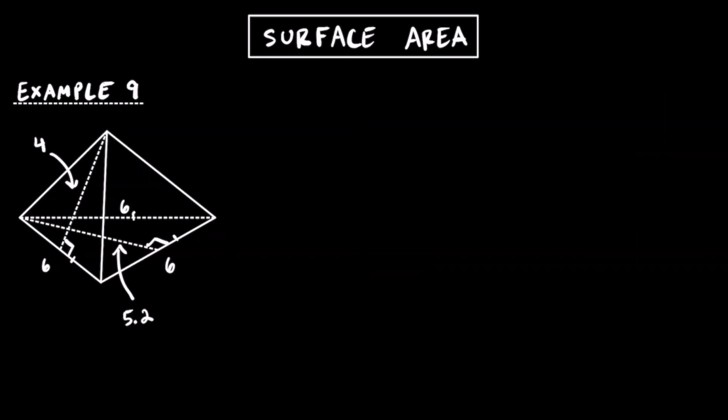Alrighty, example 9. Here we don't have a square pyramid like the last two, but we have a triangular pyramid. So they're named by their bases again. So the base is a triangle, and then all the other faces are actually also triangles. So here we have an equilateral triangle along the bottom.